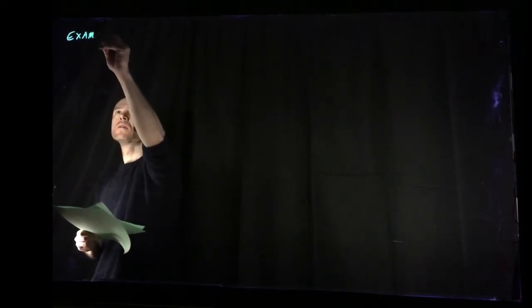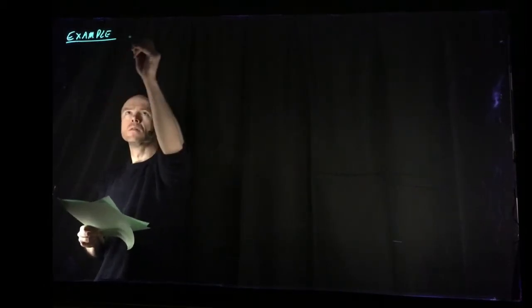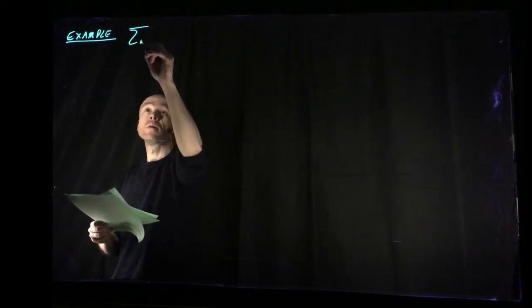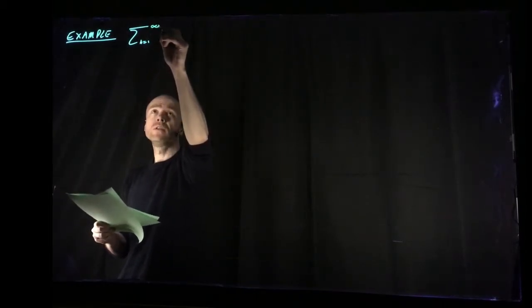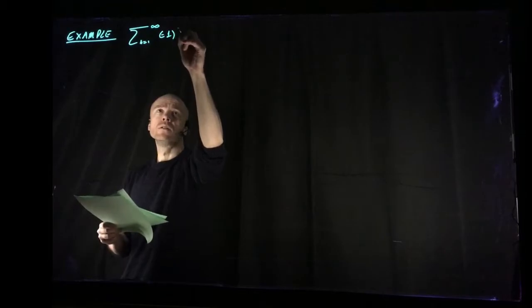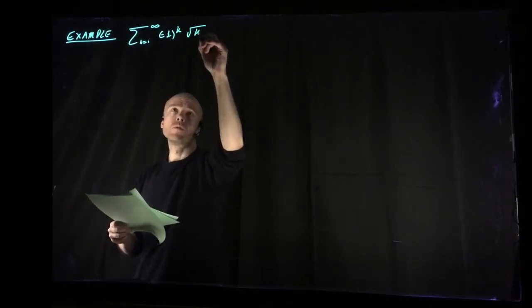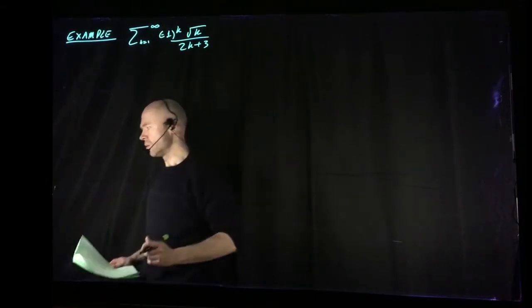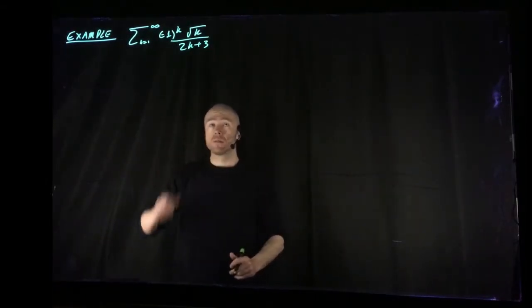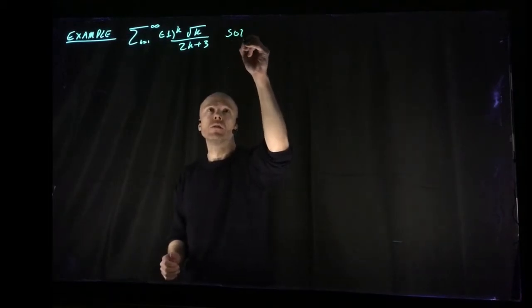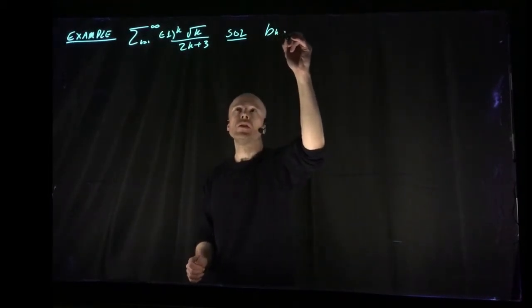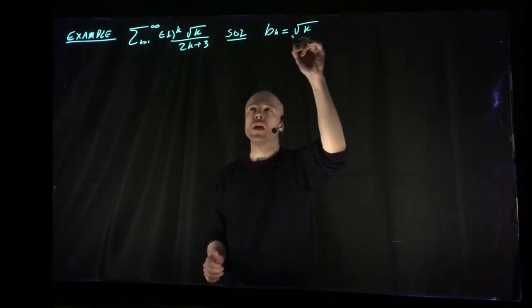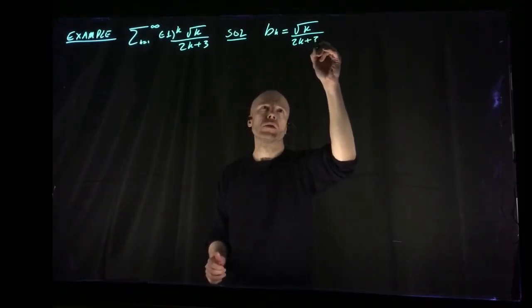So let's consider this example. Sum from k is equal to 1 to infinity, minus 1 to the k, square root of k over 2k plus 3. Okay, so solution. What do we need? Well, the bk are these terms, square root of k over 2k plus 3.